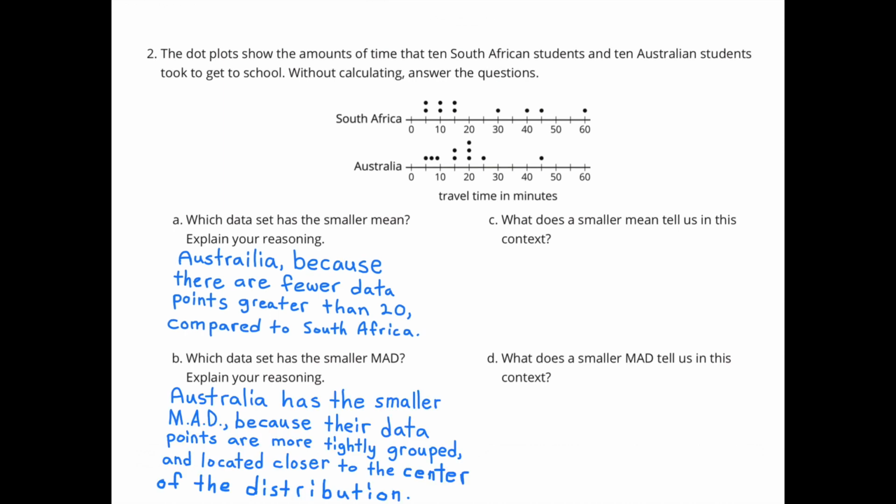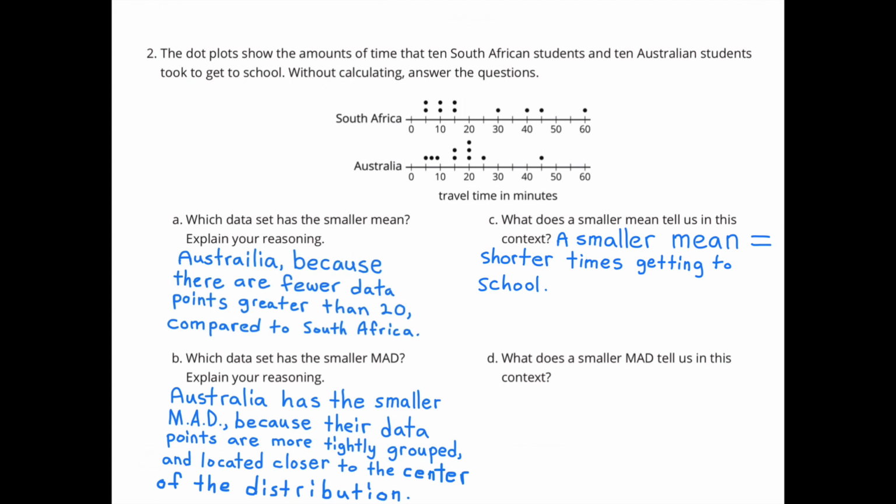Australia has the smaller MAD because their data points are more tightly grouped and located closer to the center of the distribution compared to the South African data set. C. What does a smaller mean tell us in this context? In this context, a smaller mean equals shorter times getting to school.